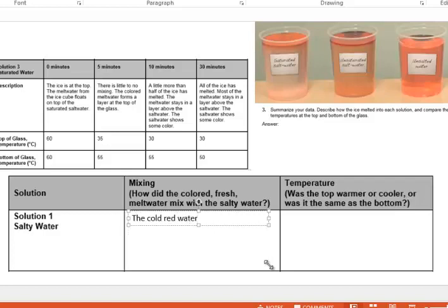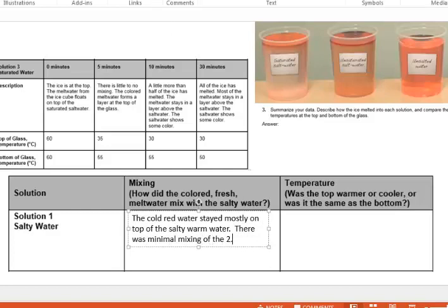The cold red water stayed mostly on top of the salty warm water. There was minimal mixing of the two.